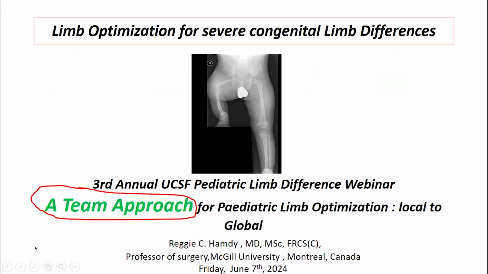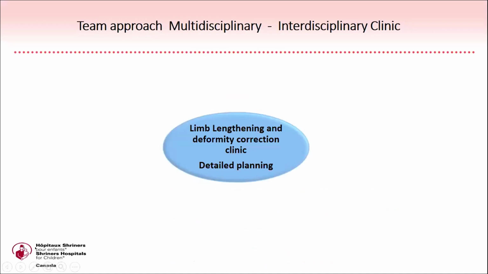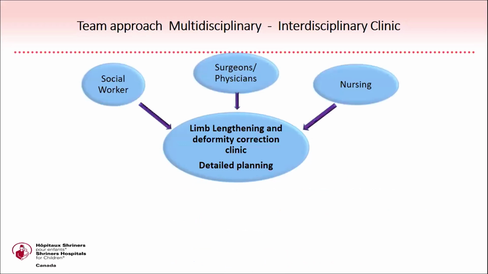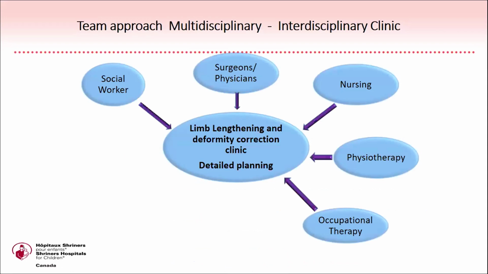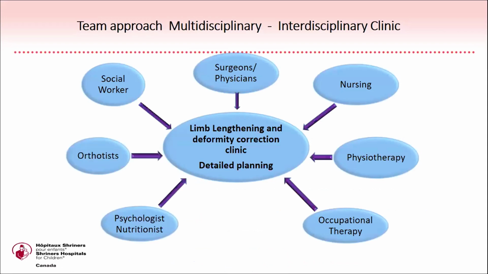It's a team approach that we will decide. We have a limb lengthening and deformity correction clinic that includes all these people, and it is in this clinic that all these options should be discussed ultimately to reach a shared decision-making with the family. And this is the key thing now.